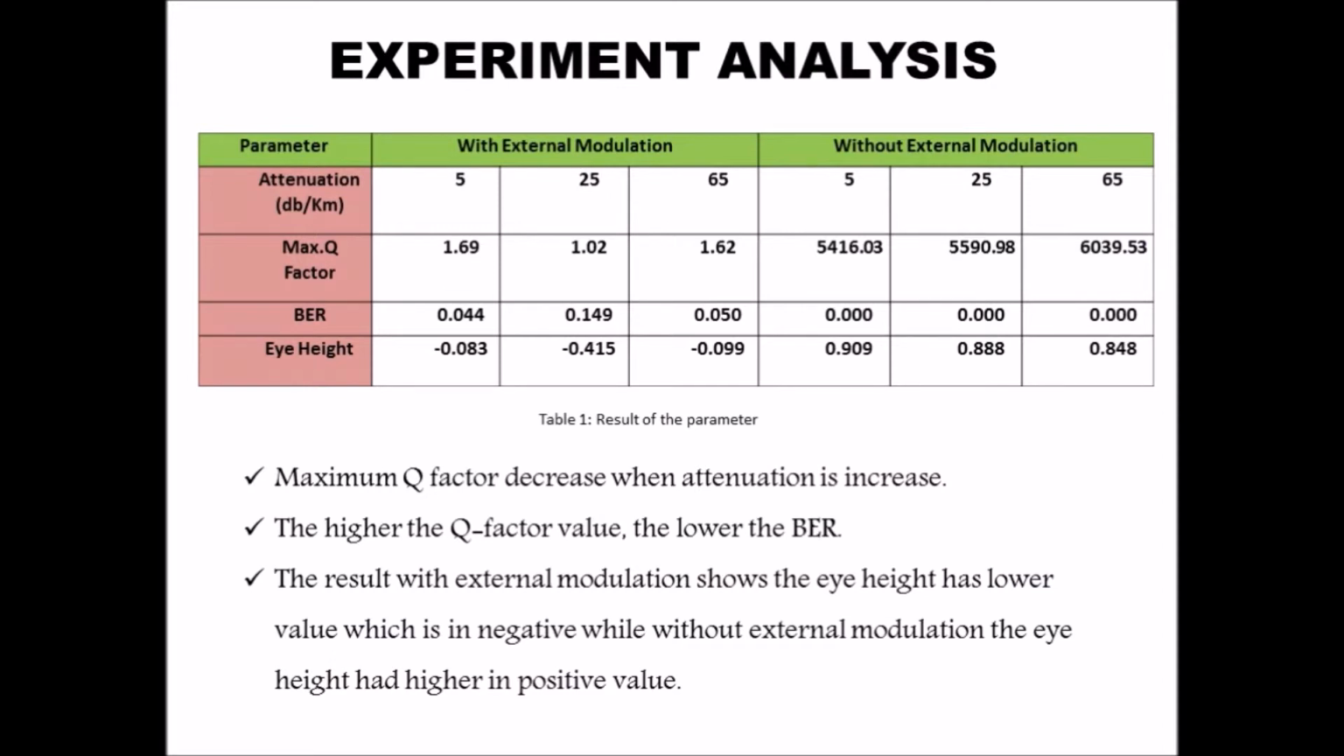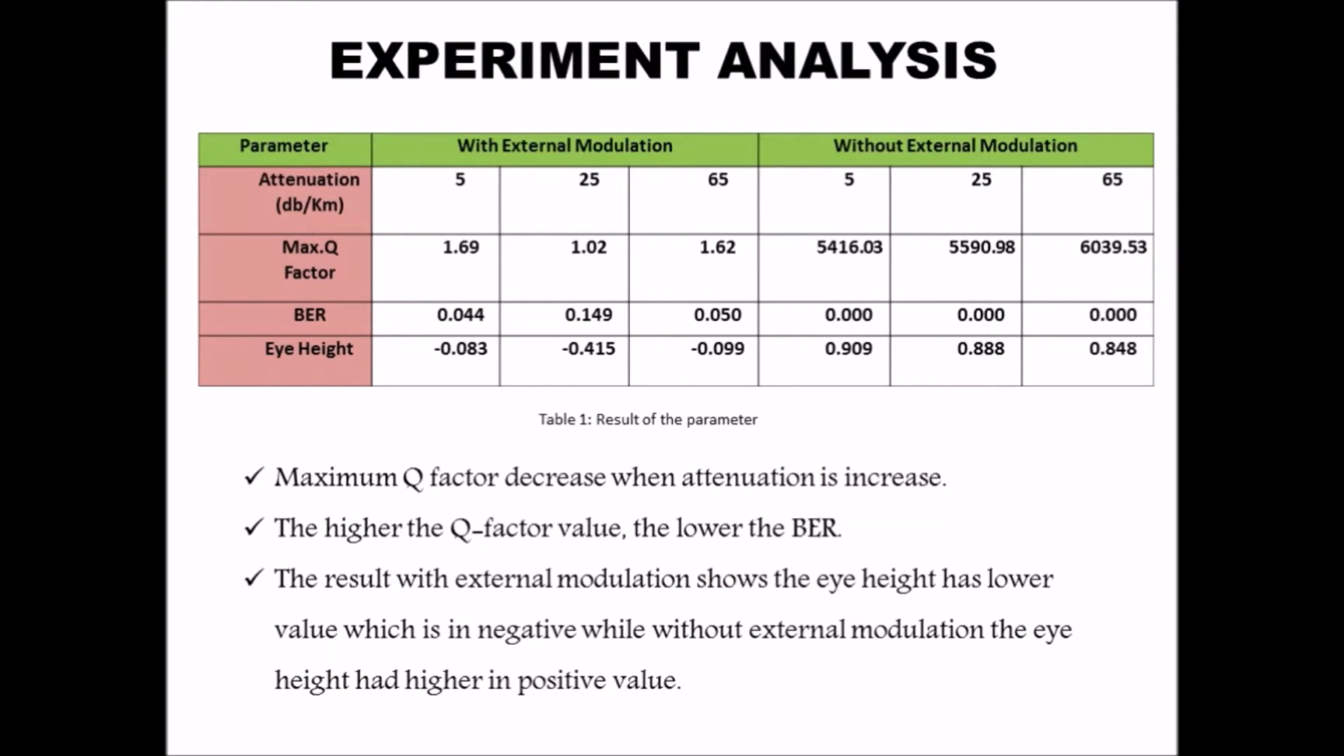In telecommunication transmission, the bit error rate is the percentage of bits that have errors relative to the total number of bits received in a transmission. Next, the result with external modulation shows the eye height has a lower value, which is negative, while without external modulation the eye height has a higher, positive value. This can happen when the signal has too much noise.